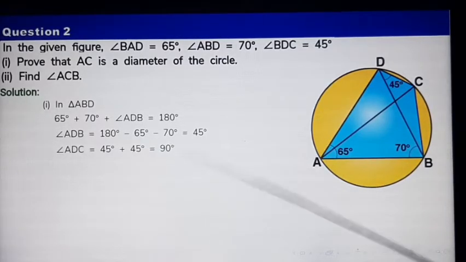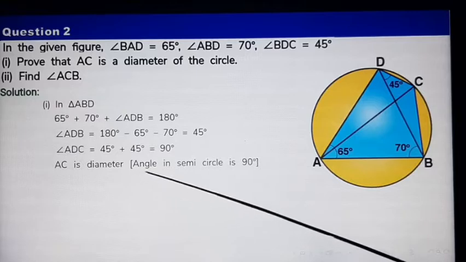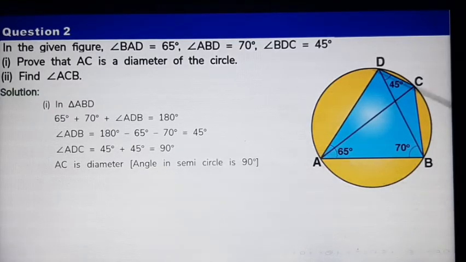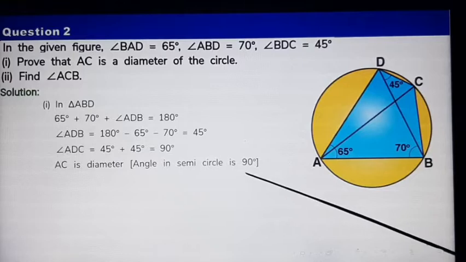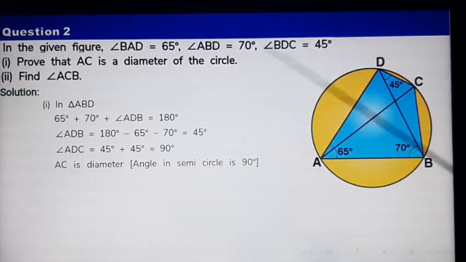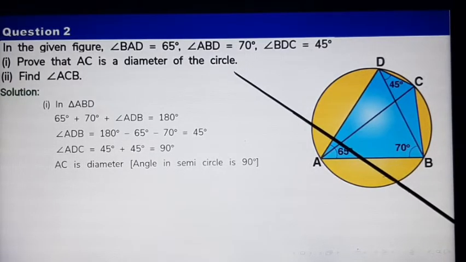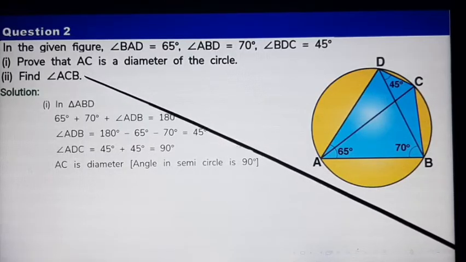So ADC is going to be 90 degrees. Now AC will be my diameter. As I said in the beginning, if I am able to show that this is 90 degrees, then definitely this will be my diameter, because the angle in a semicircle is 90 degrees. Alright, so we have proved the first part. Now let us find the second part.